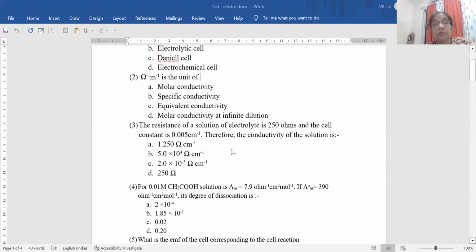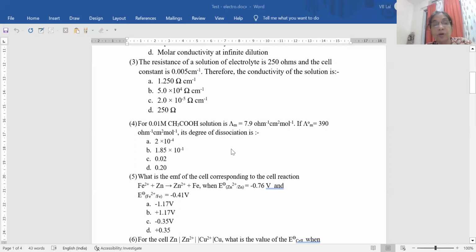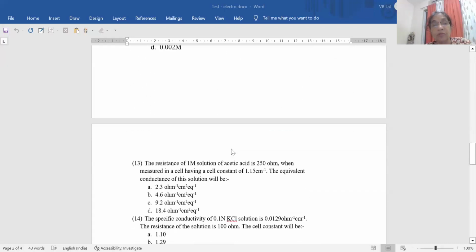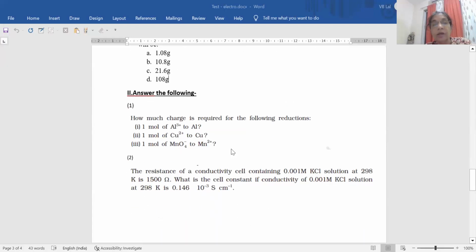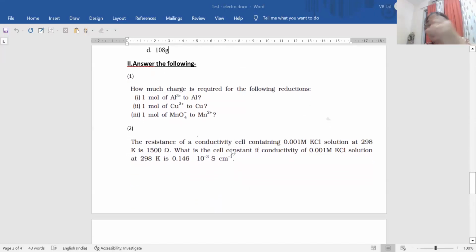See, all these MCQs I have done with you. There is no MCQ of this which I have not done with you. All of them I have done. Now here, these are the type of questions which you should know. These are from your book only.